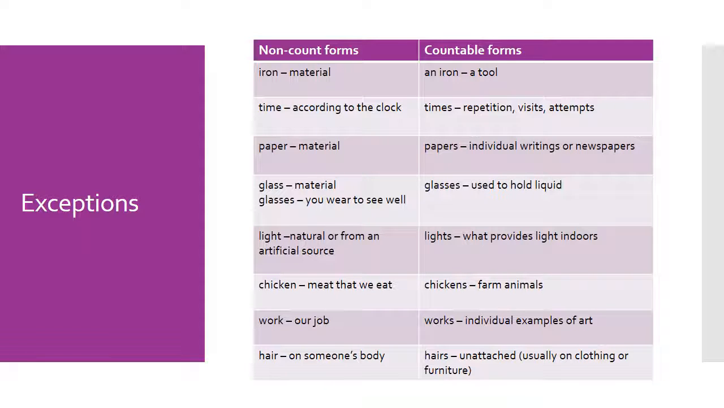Now on to the exceptions, and this is what is kind of confusing. There are some nouns that have both a non-count and a countable form, because there are two different meanings for the same word. So, for example, we have iron as a material, like a metal that you would get out of the ground, and an iron, something that you would use to make your clothing wrinkle-free.